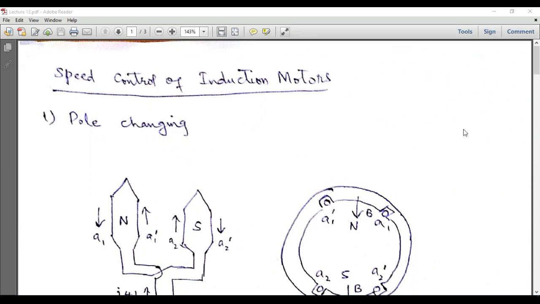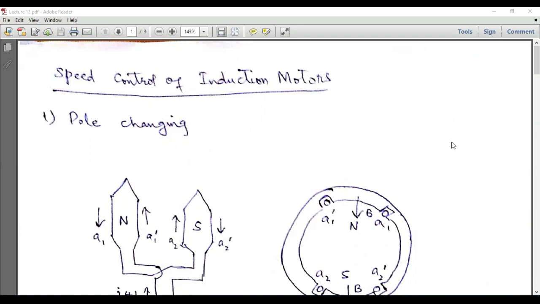In this lecture, I am going to demonstrate the speed control methods of an induction motor. The speed control of an induction motor can be achieved by changing the number of poles, changing the line frequency, changing the line voltage, and changing the rotor resistance. The first method of controlling the speed is changing the number of poles.